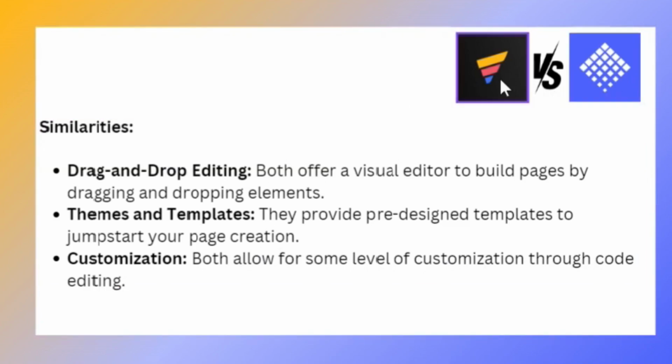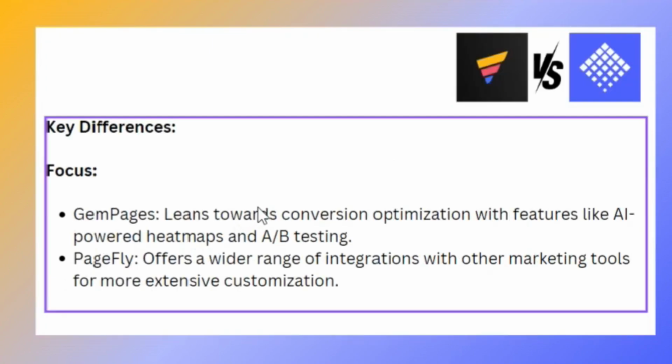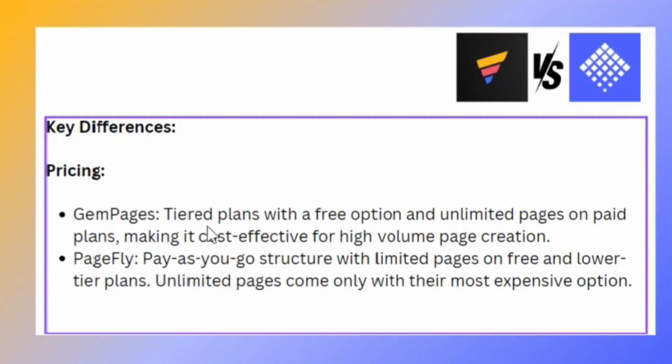So these were the similarities between these two, but let's just find out what are the differences between these two so that we could determine which one we should buy. So the first key difference between these two is of focus. Gempages focuses more on conversion optimization with features like AI powered heat maps and A/B testing, whereas Pagefly offers a wide range of integrations with other marketing tools for more extensive customization. The second key difference that we have is of pricing. In Gempages, there are tiered plans with a free option and unlimited pages on the paid plans, making it cost effective for high volume page creation.